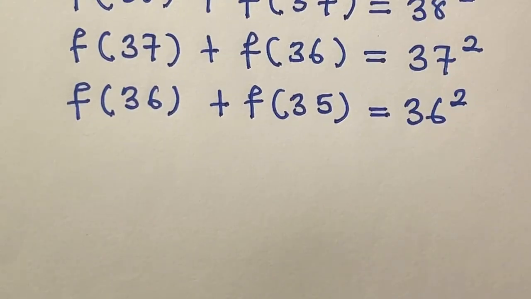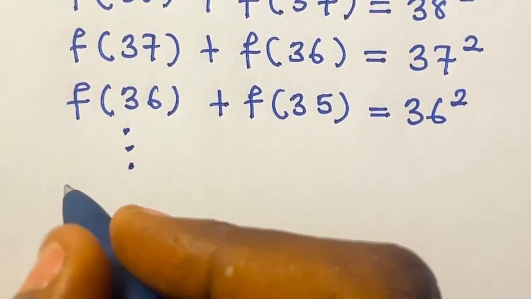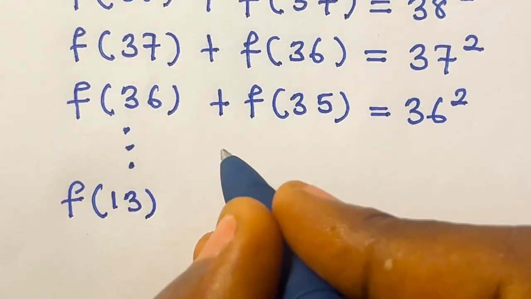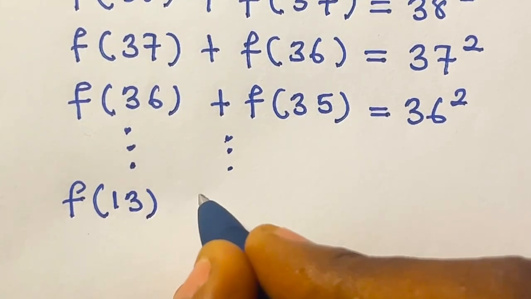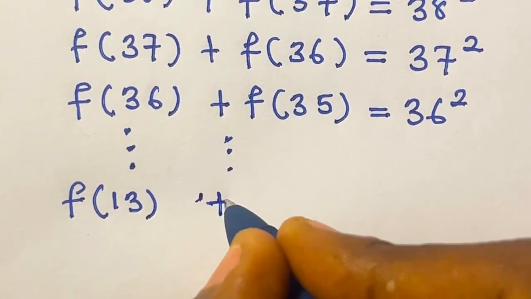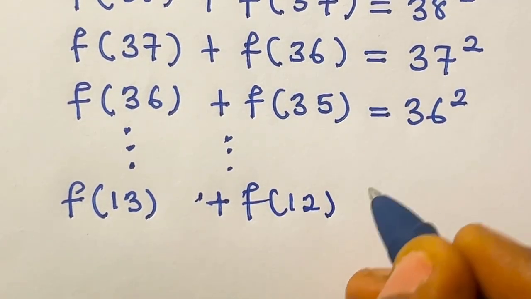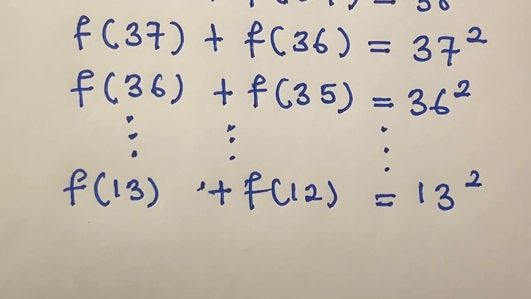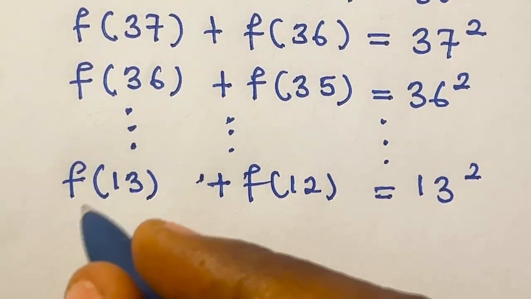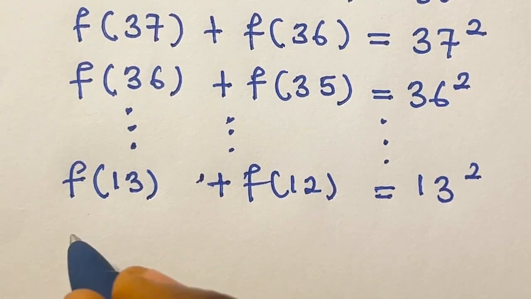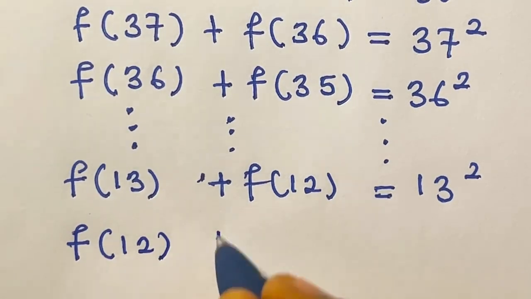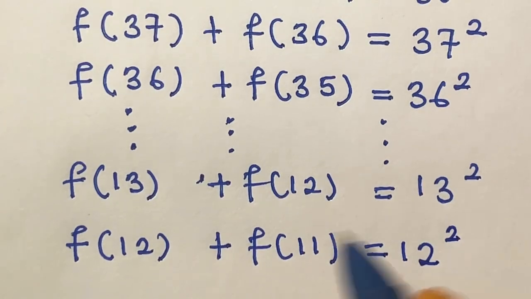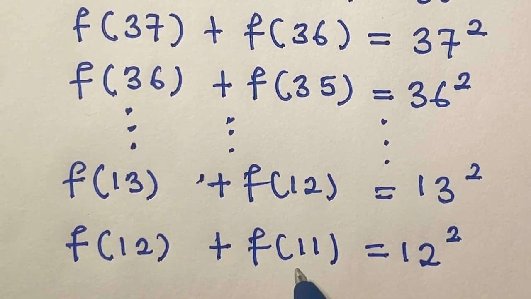For this, we have to continue till we have f of 13 plus f of 12, equals 13 squared. Remember, we are going to stop at the place where we have f of 11. So we are not there yet. So we have f of 12 plus f of 11 equals 12 squared. So we have f of 11 here, which means we can actually stop here.